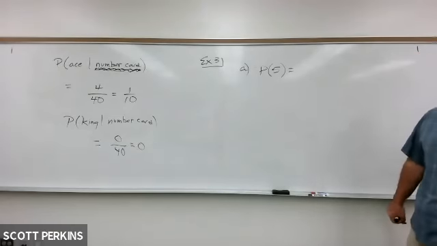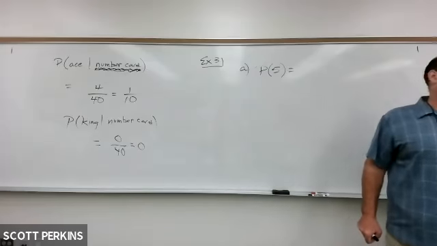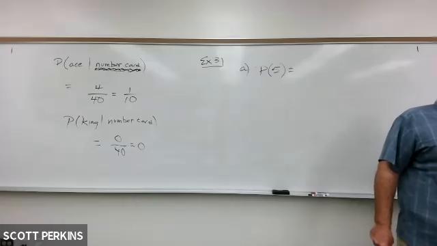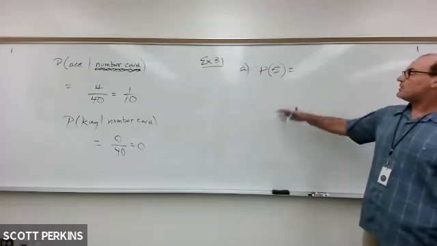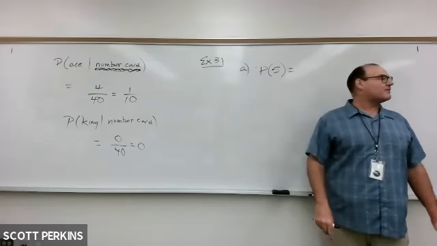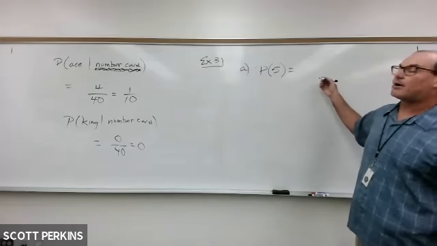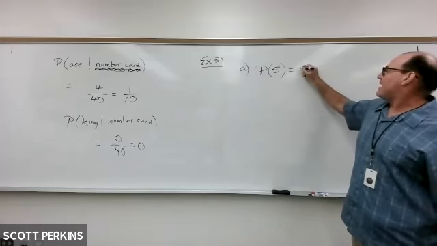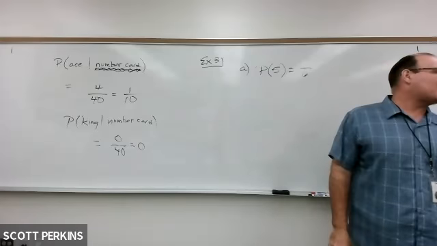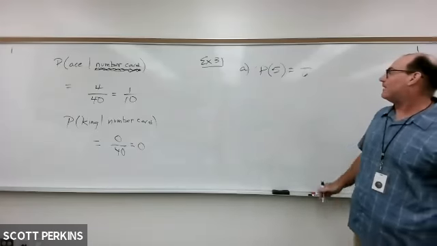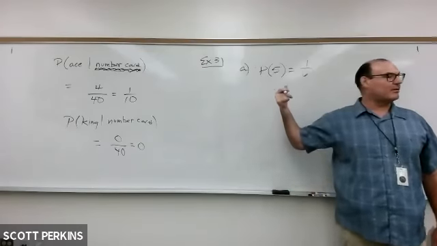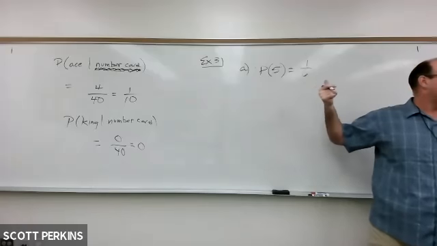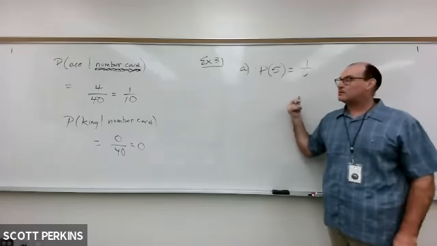Probability of 5. Okay, so there's no condition. I'm looking at all of them. So how many total outcomes are there on this? 6. And out of those 6 outcomes, how many of them have the number 5 printed on them? 1 out of 6. Yes, that's just straight probability. That's section 11.1. Okay, going way back to the beginning.